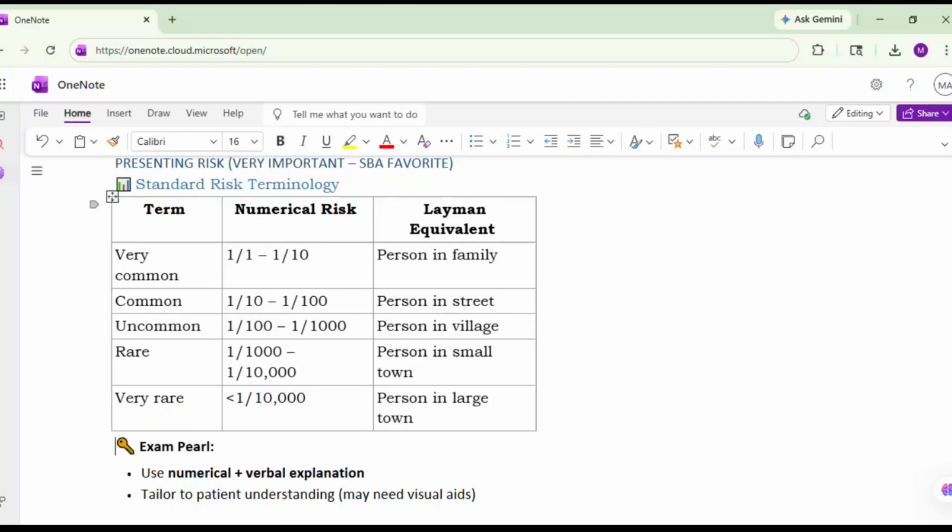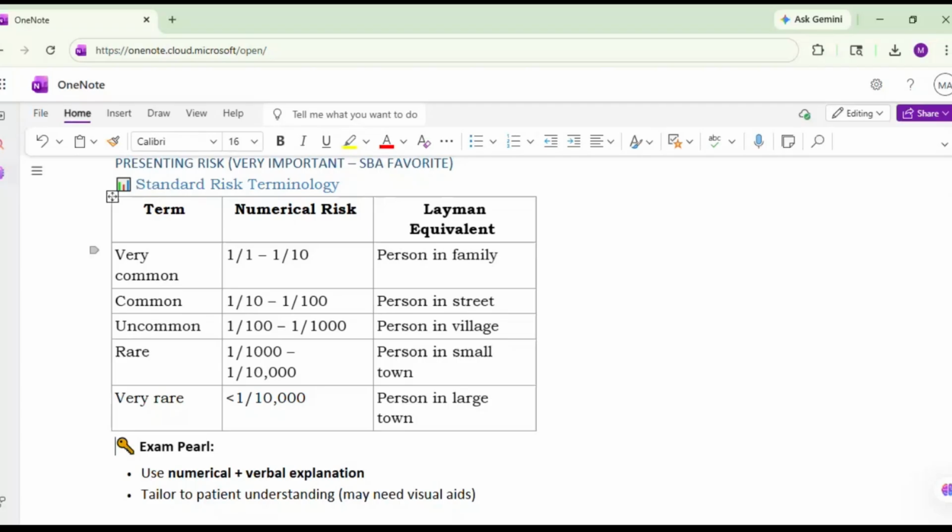Now just remember: very common, common, uncommon, rare, and very rare. Uncommon corresponds with the person in the village. A small village generally has a population of 1000. After the village comes a small town, then the large town, and below this will be the person in the street and the person in the family.